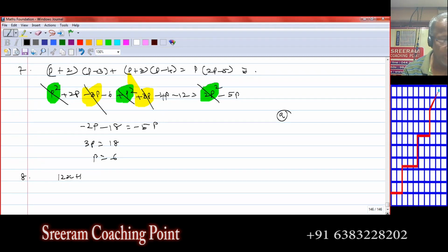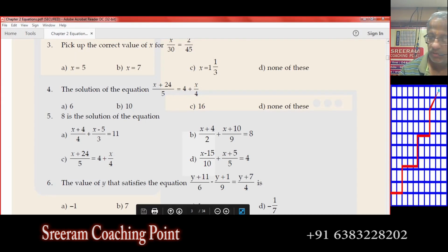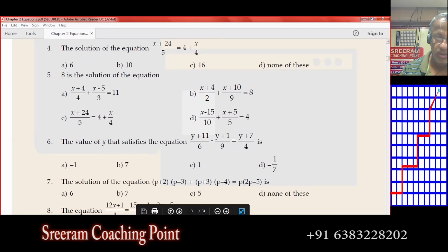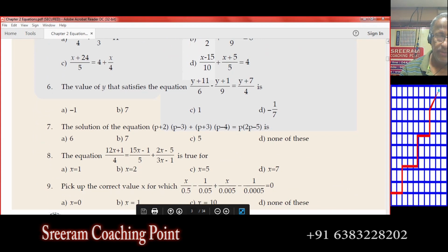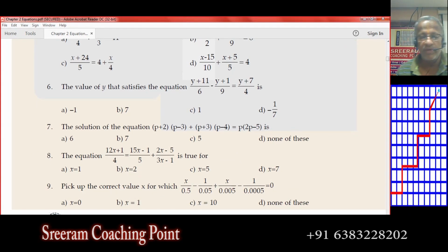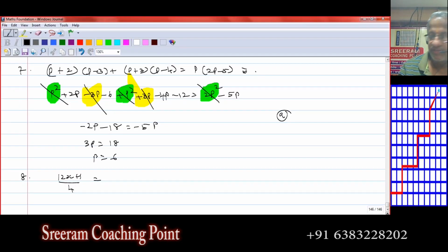(12x + 1)/4 equal to (15x - 1)/5 plus (2x - 5)/(3x - 1) is true for x equal to 1, x equal to 2, x equal to 5 and x equal to 7. Now let us just see which one is right.